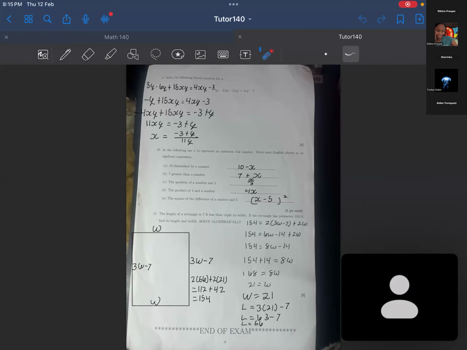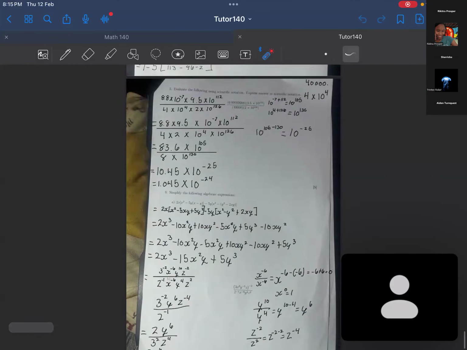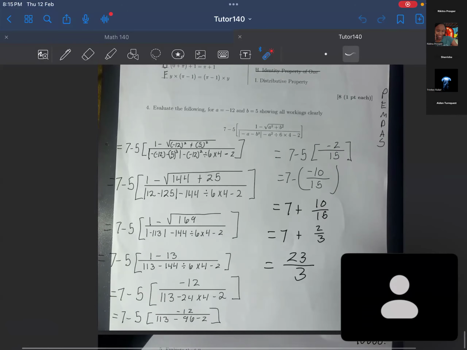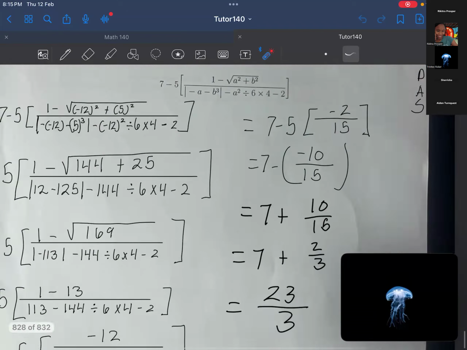Trinity, you wanna expound on the question? Let me see if I can see what you're talking about. You got 2 in the numerator. Oh my gosh, yes, you are right. That's not supposed to be a 2. It's supposed to be a 12.